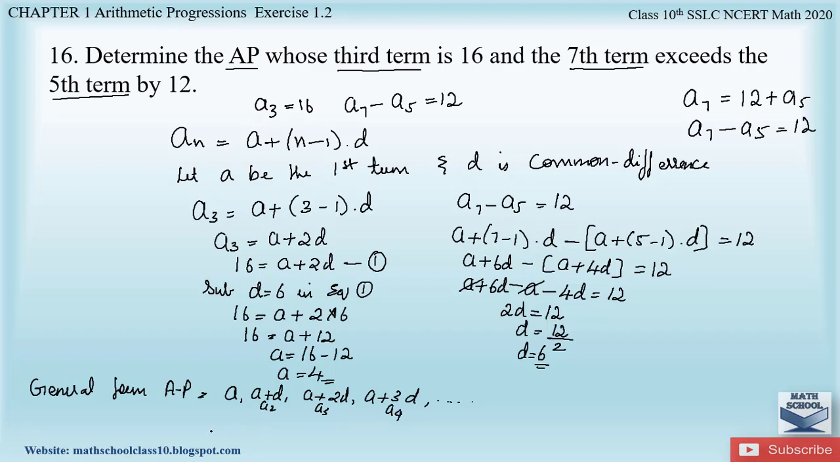So let us form an AP by using the a and d value. The first term is a, that is equal to 4, then a plus d, 4 plus 6 is 10. Then again, d is added to the second term a2, so 10 plus 6 is 16, then 16 plus 6 will be 22 and so on. So this is the AP which we have found. Therefore the AP is 4, 10, 16, 22. So this is how we solve this problem.